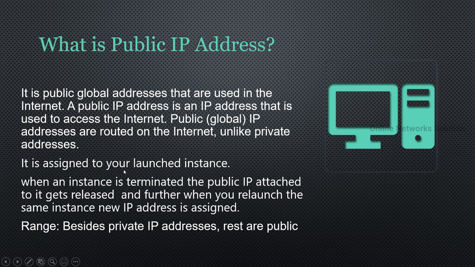It is assigned to your launched instance. When you launch any instance on AWS, a public IP address is automatically assigned to your instance. When an instance is terminated or shut down, the public IP attached to it is released, and when you restart and relaunch the instance, you will get a new IP address. It means the public IP address on your instance is not permanent. Every time you restart or relaunch, you will get a new IP address.